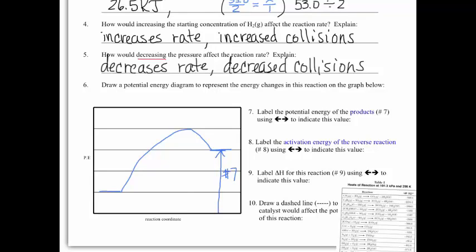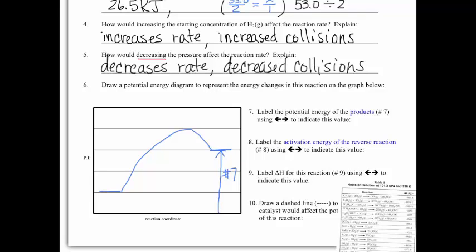As long as you went from the 0 line to the height of your products, it wouldn't matter where you drew that arrow. You could draw it over here, and it would still be the potential energy of the products. It's easiest to draw it right here. It makes the most sense.